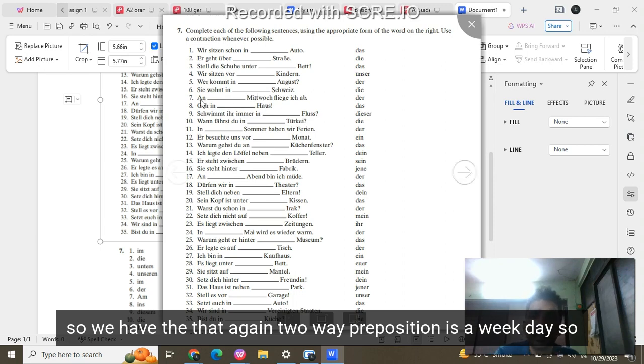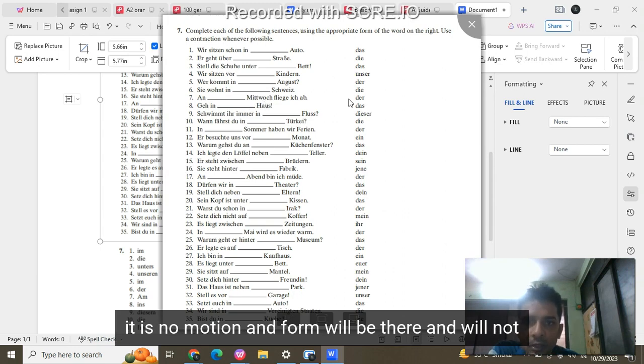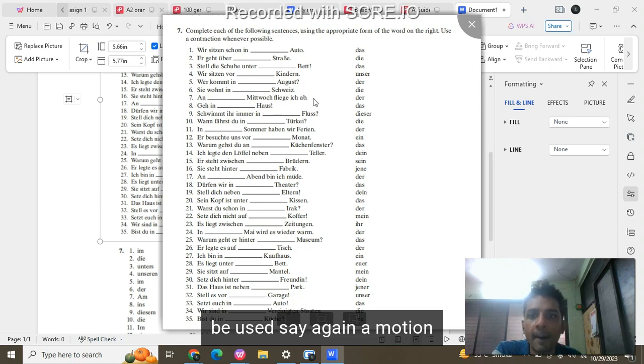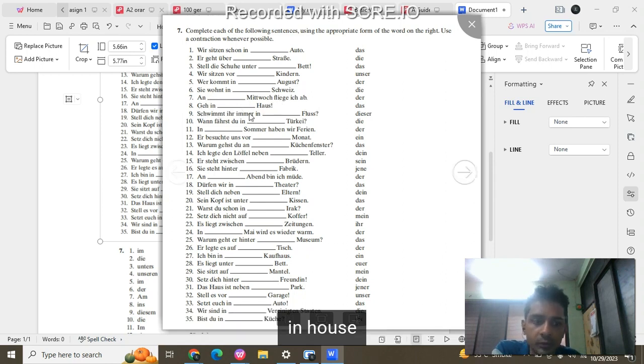Mittwoch. An is again a two-way preposition. Mittwoch is a weekday, so there is no motion. The dative form will be there. An dem Mittwoch, fliege ich. But an dem will not be used. We say am Mittwoch fliege ich. Gehe, again a motion verb. Say, wir gehen ins Haus.